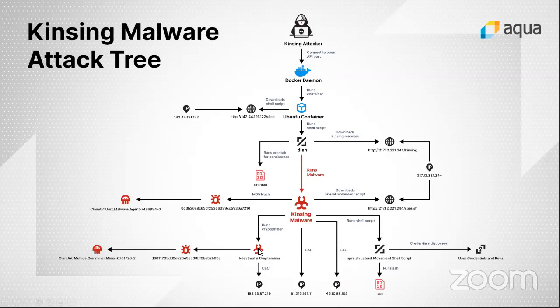Did I talk about blocking botnets and command and control communications? So it keeps going to these IP addresses, runs the shell script about lateral movement, and starts looking to discover credentials and keys for other containers and start spreading across the different machines in your infrastructure. It's really, really a disaster.